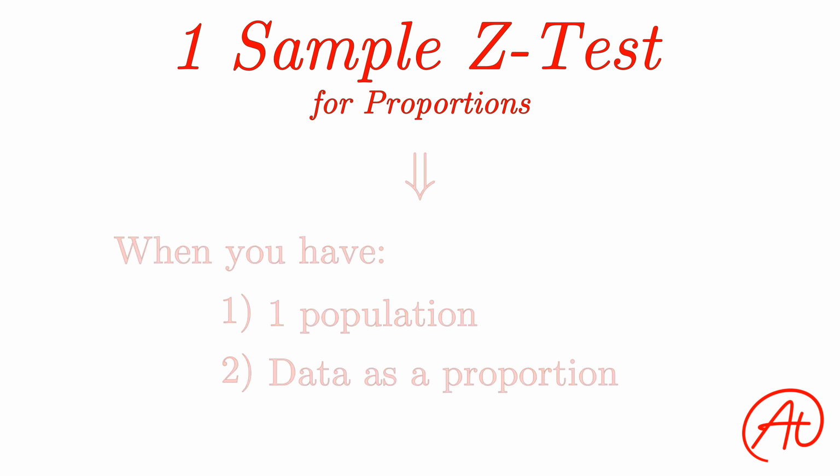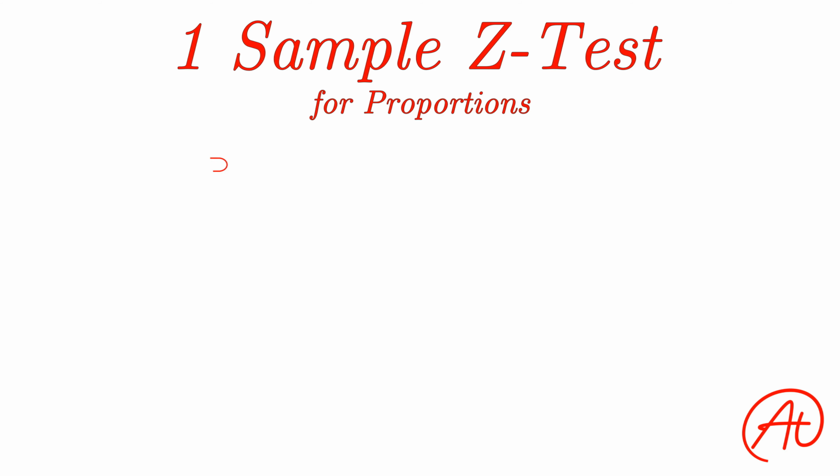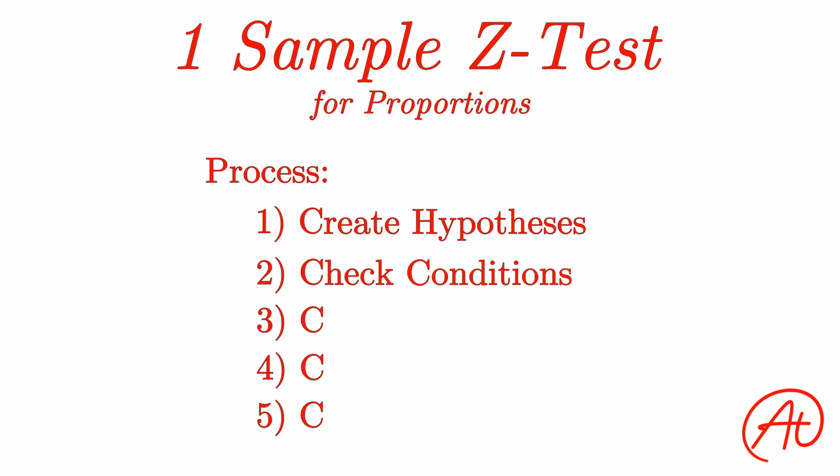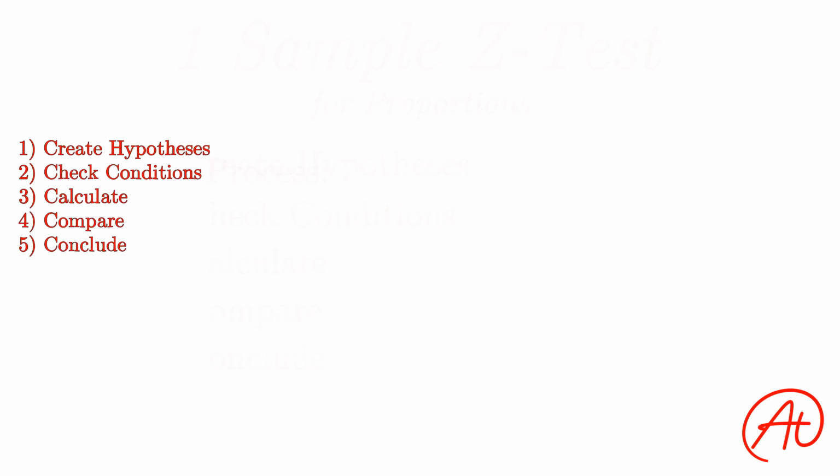Now, to solve these types of problems, we're going to use the same process we follow for all hypothesis test problems, the 5 C's. We are first going to create our hypotheses for our particular problem. Then we will check certain necessary conditions are true in order to use this one sample z-test method. Next, we will calculate our test statistic and p-value, compare these to our critical value and alpha value, and finally conclude based on our findings. Okay, enough theoretical talk. Let's help solidify this concept with our first example.